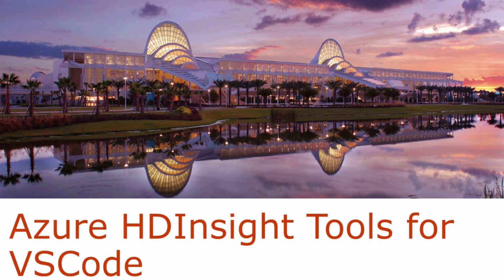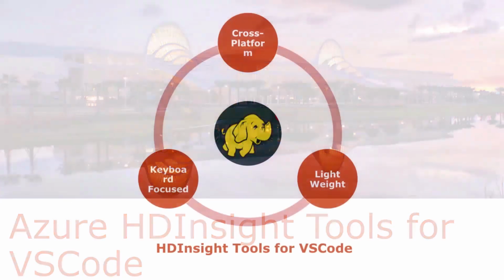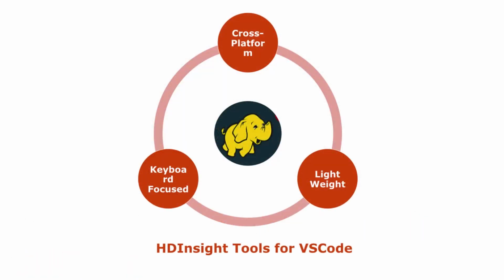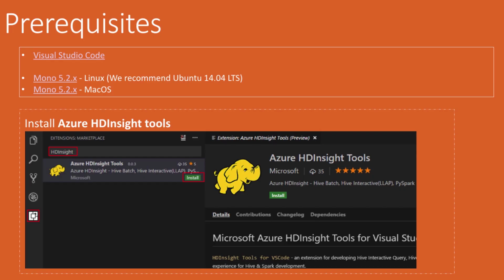In this video, I'll be showing you the cool features of the new Azure HDInsight Tools for VSCode. It provides users best-in-class authoring experiences for Hive, LLAP, Hive Batch, and PySpark. Azure HDInsight Tools for VSCode is a cross-platform, lightweight, keyboard-focused code editor which removes constraints and dependencies on a platform. Users can run the tool smoothly on Windows, Linux, and Mac.